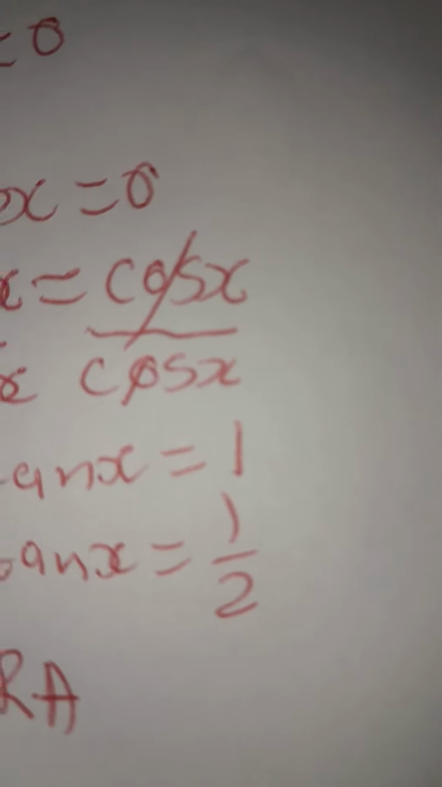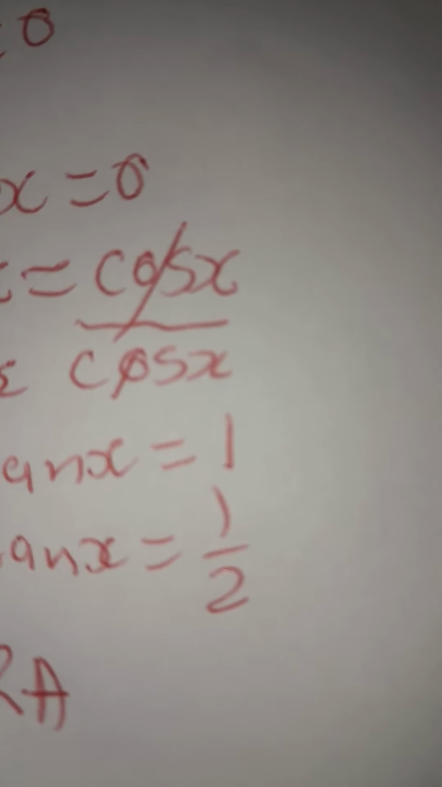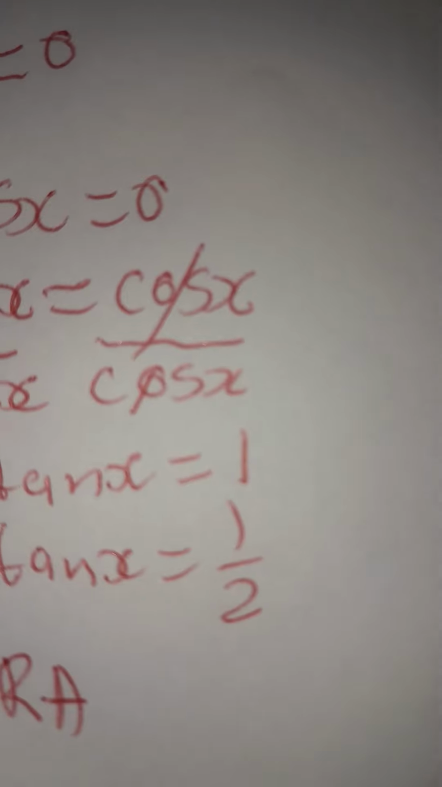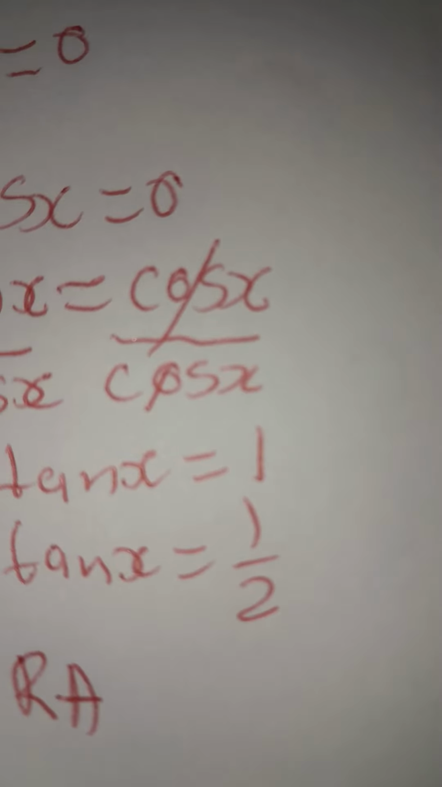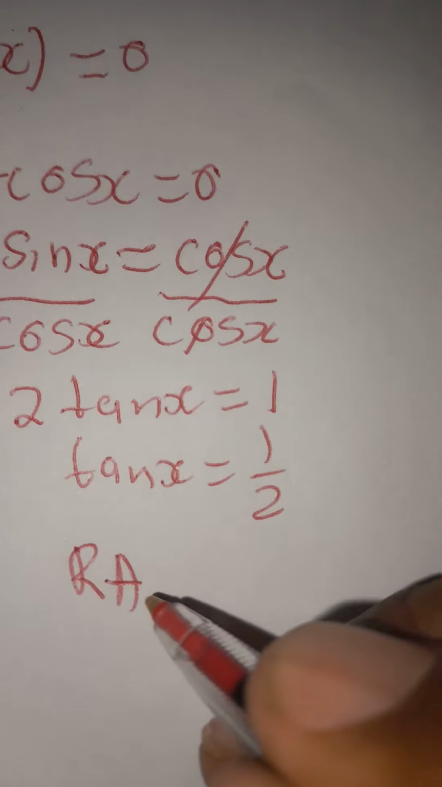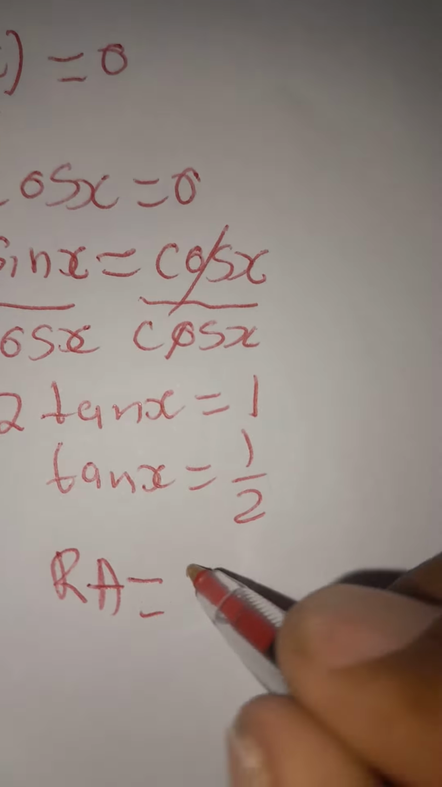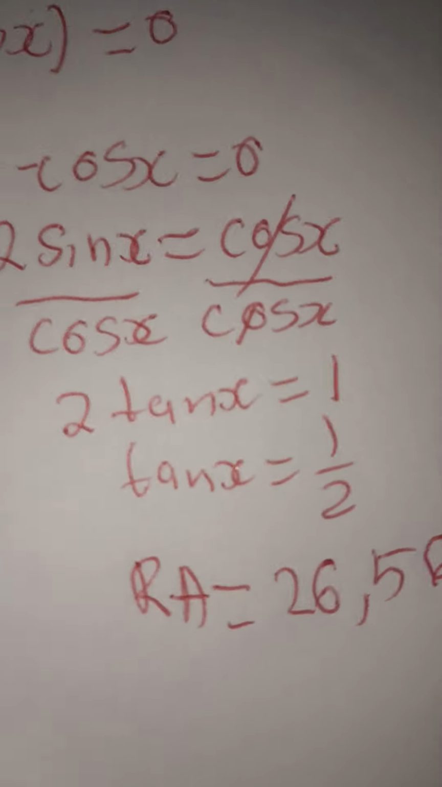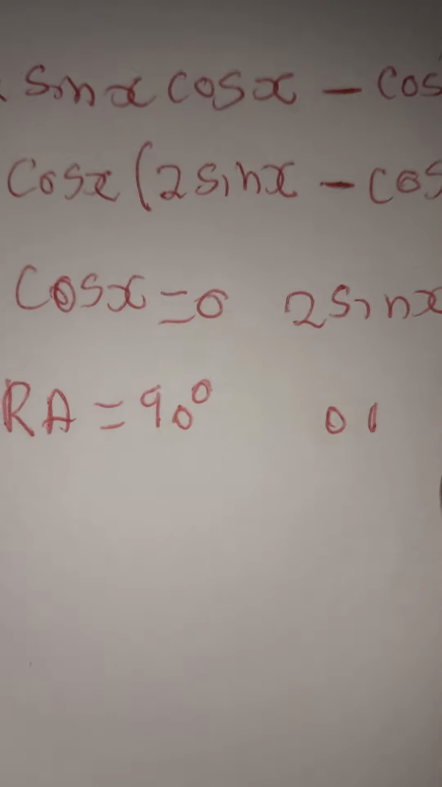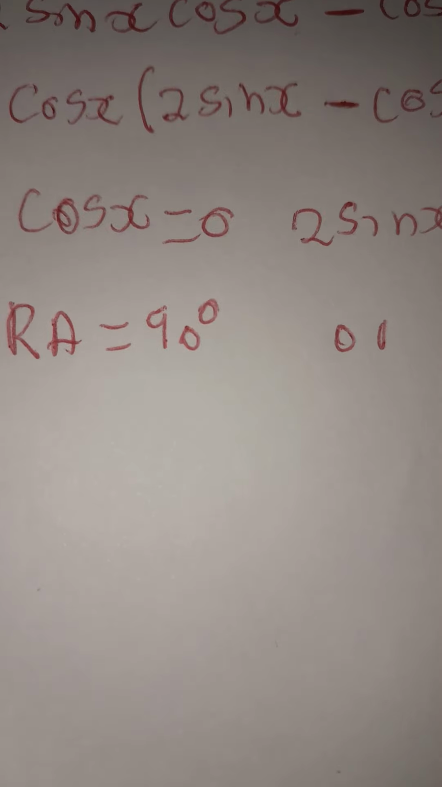So to find the reference angle, we are going to say RA: inverse tan of half, use your calculator there. Inverse tan of half is 26.565 and so on. Don't round off your answer. You round off only your final answers there, right?